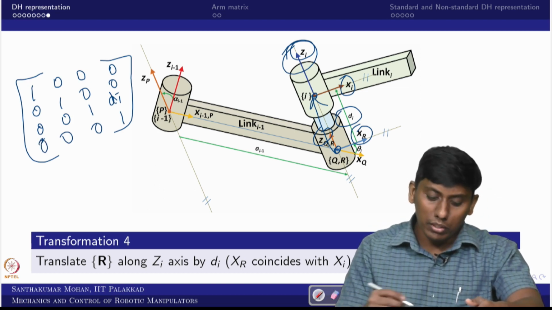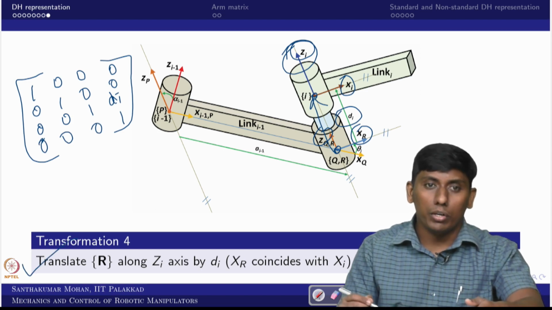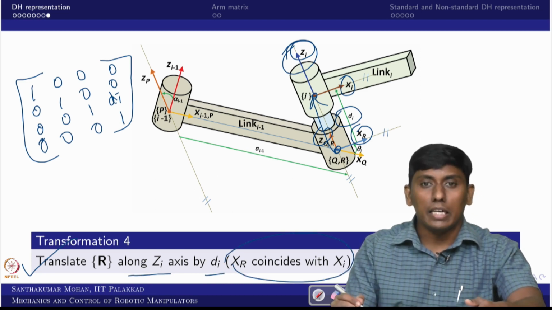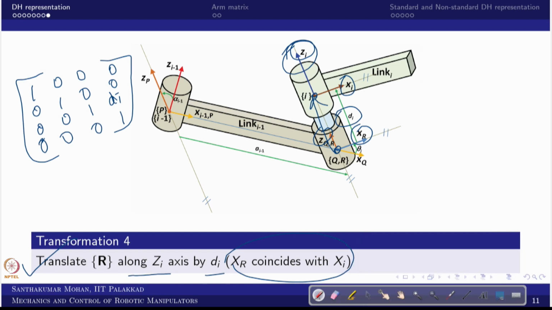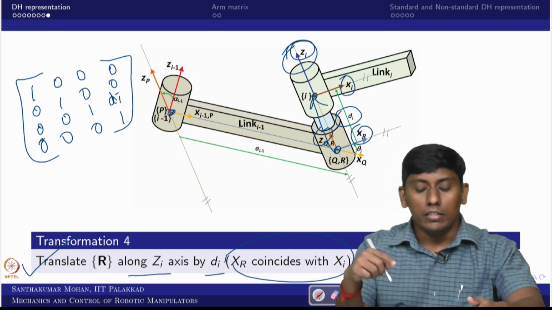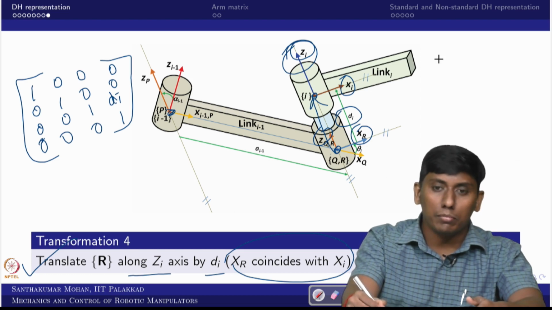So in this transformation, we translate the r coordinate along the zi axis by a distance di, which makes xr coincide with xi, or you can say r coincide with i. So we started with i minus 1, via p, q, r, and reached i. At every instant, with respect to the moving frame, we rotated or translated. In the sense, we have 4 transformation matrices.